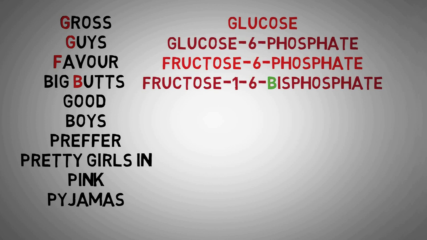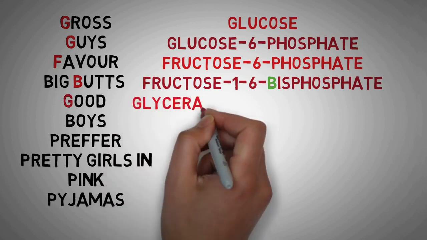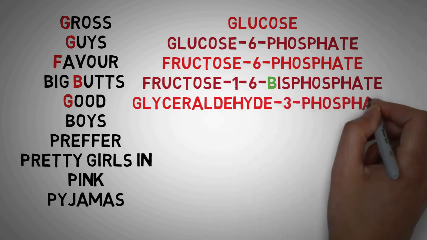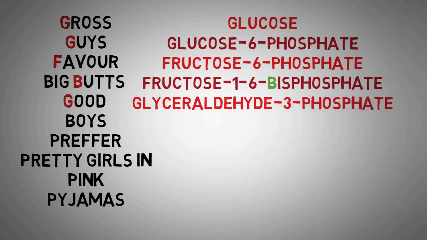The next 2 words we have in the mnemonic are good boys. The G in good stands for glyceraldehyde 3-phosphate, which is produced when fructose 1,6-bisphosphate is split into 2 molecules. One is glyceraldehyde 3-phosphate and the second one is dihydroxyacetone phosphate. Only the glyceraldehyde 3-phosphate can move forward with the pathway of glycolysis and not the dihydroxyacetone phosphate. This is why only glyceraldehyde 3-phosphate is included in the mnemonic.